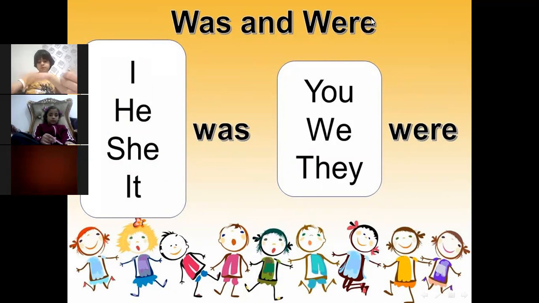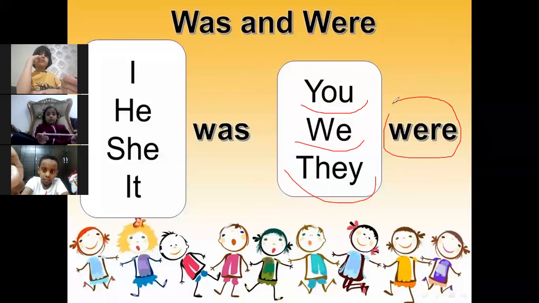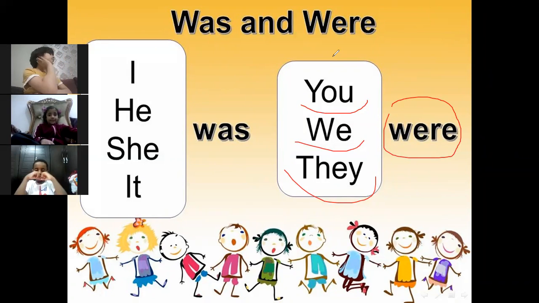Concentrate, grade 1. We're going to use you, we, they, with the word were. So if we want to talk about you in the past, or we or they, we're going to say you were, we were, they were. Concentrate. We're going to take some examples.